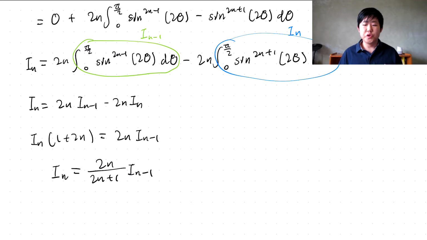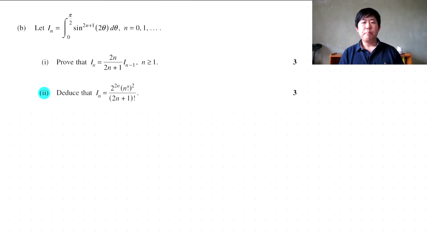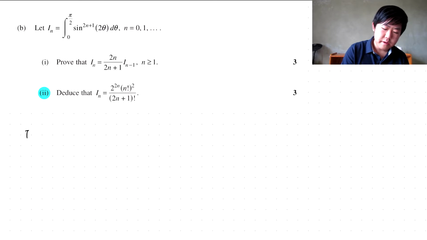Now let's move on to part 2. Part 2 of question B is to deduce that I_n equals 2^(2n) (n!)^2 all over (2n+1)!. And for this question, what we need to do is grab what we got from part 1 for I_n and then use the reduction method to get the required answer. And I'll show you what I mean. Let's write down I_n again.